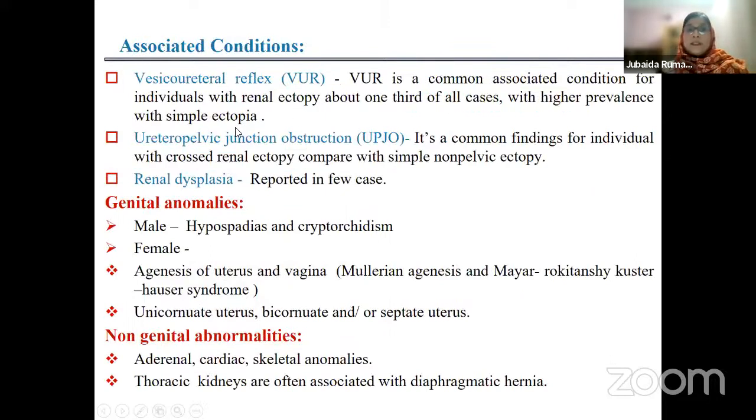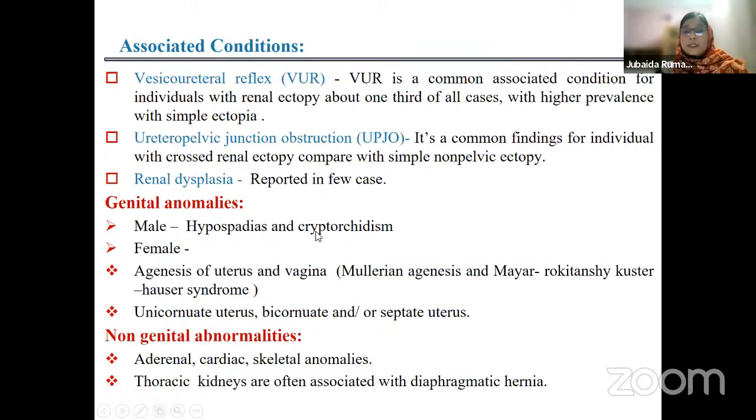In renal ectopy, the most common associated condition is vesicoureteral reflux. One third of the patients suffer from VUR, and this is higher in simple renal ectopia. Also, ureteropelvic junction obstruction is associated, and it is more common in cross-fused renal ectopy compared to simple renal ectopy. Sometimes renal dysplasia is also there.